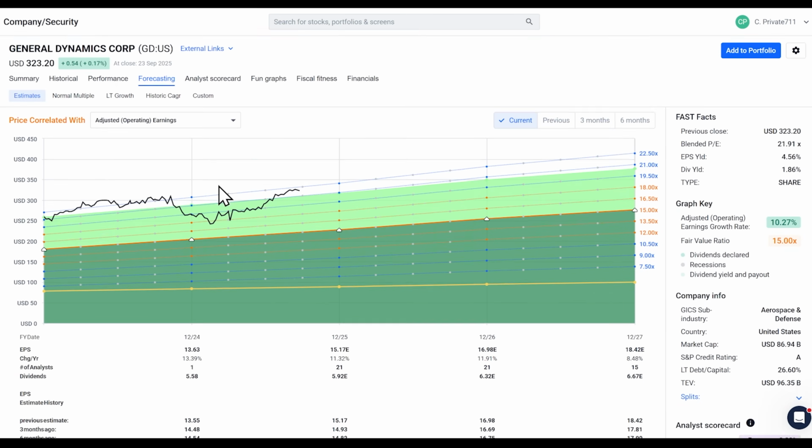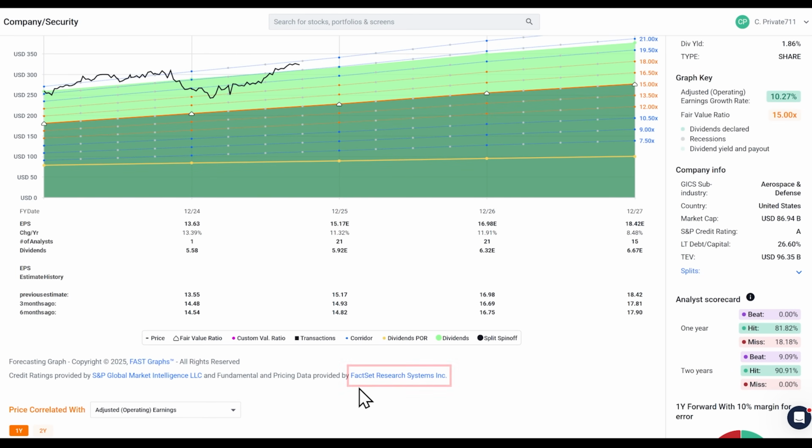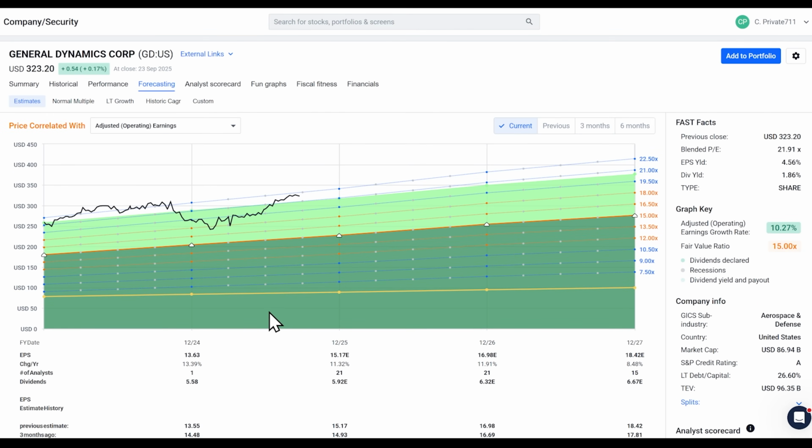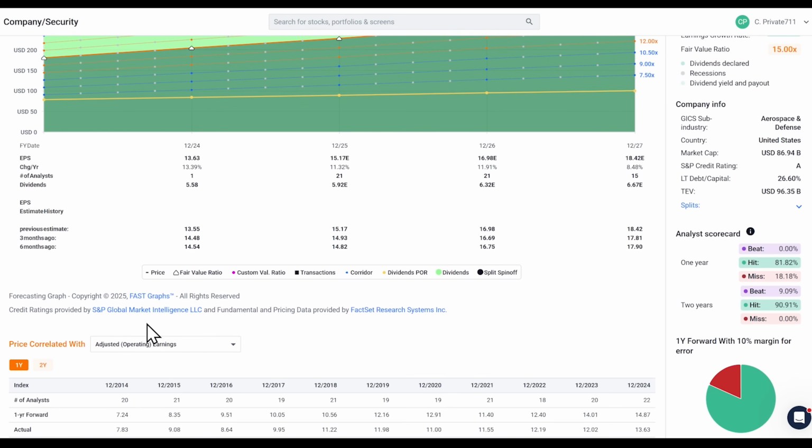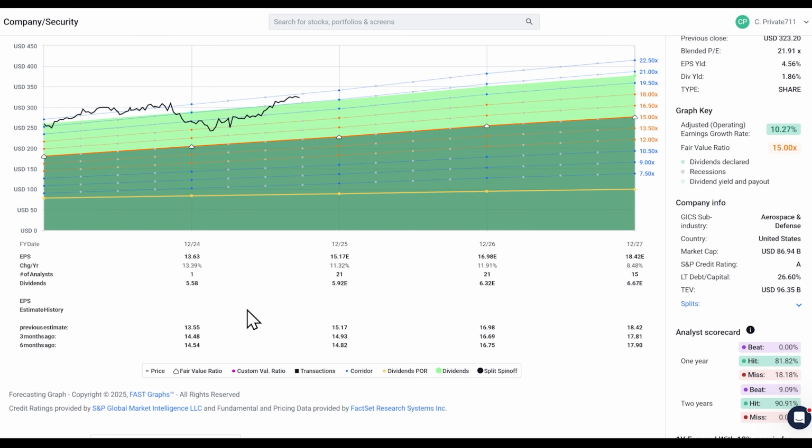Now, we collect our data from FactSet. All right, FactSet Research Systems, Inc. It's FDS as a stock symbol if you want to look it up. And we get other data from Standard & Poor's Global Market Intelligence. Okay, but our analyst data comes from FactSet. All right, now, I'd say a couple of things about this.